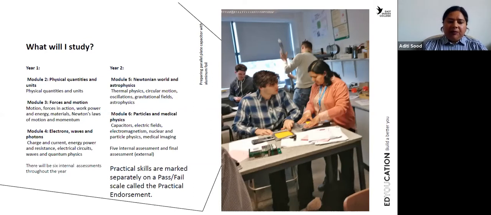And the last chapter of year one is quantum physics, where we talk about the photoelectric effect and how electrons are removed from the surface of a metal, and what the de Broglie equation is, which is used to calculate the momentum of a photon.